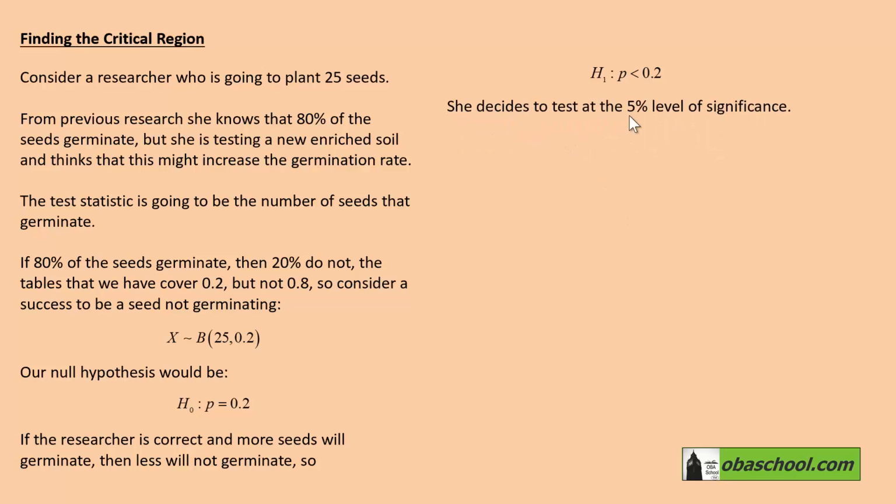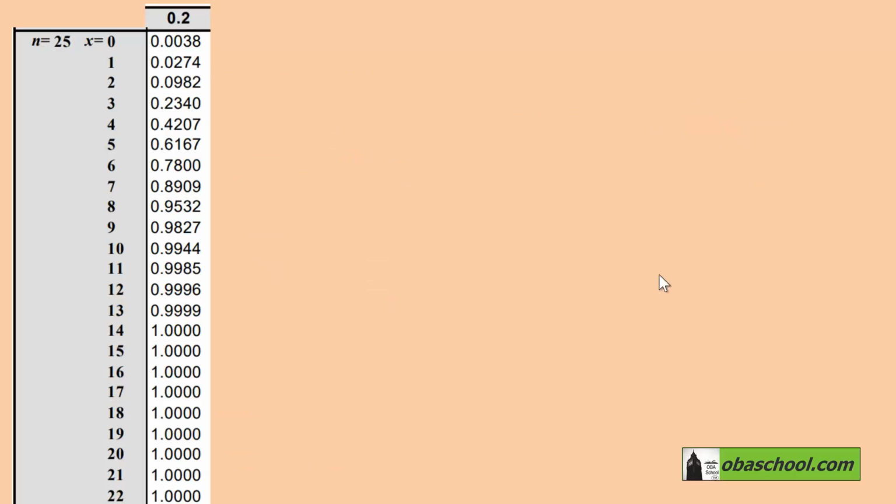She decides to test at the 5% level of significance. So let's look at these cumulative tables for n equals 25 and probability of success 0.2. So this corresponds to 0.38%, 2.74%, and this is 9.82%. That's above 5%. So really, our critical region needs to be here. So you can't always, with these discrete distributions, get exactly 5%. You go as near to 5% as you can without going above.